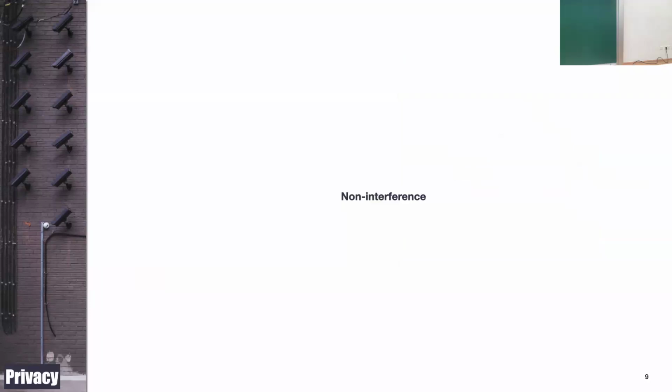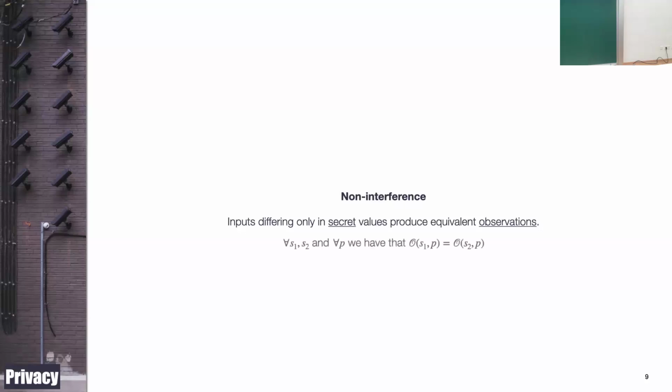Non-interference traditionally is one of these canonical properties that we formalize specifications for. Simply put, inputs differing only in their confidential aspects are going to show us exactly equivalent observations, or some modification of that, they're epsilon close, so that you're not leaking any information. And you could write that formally using something of this sort.